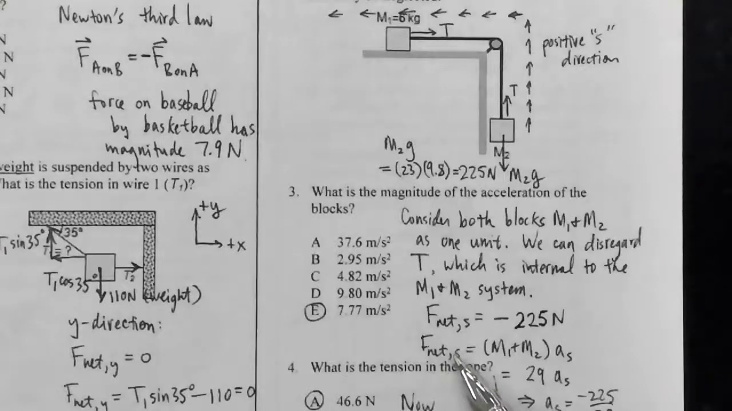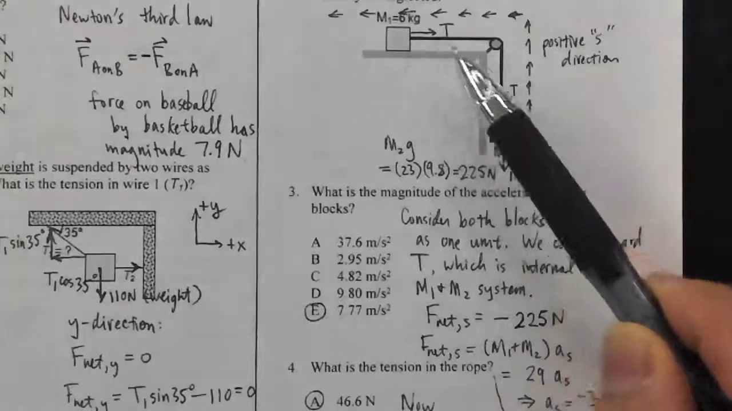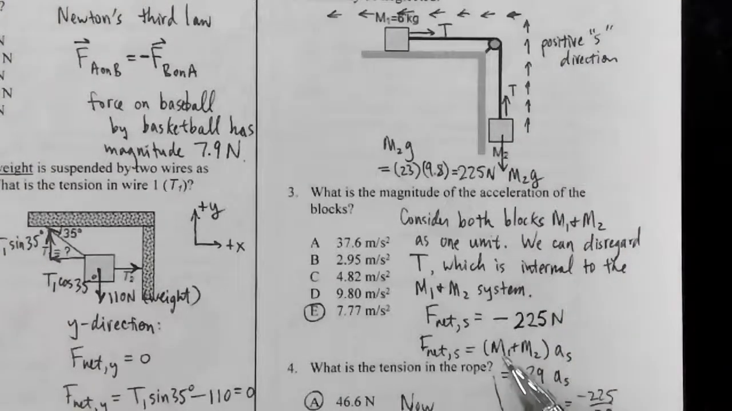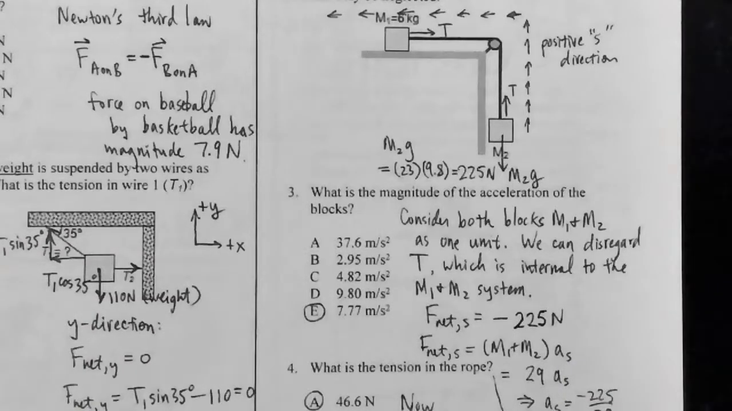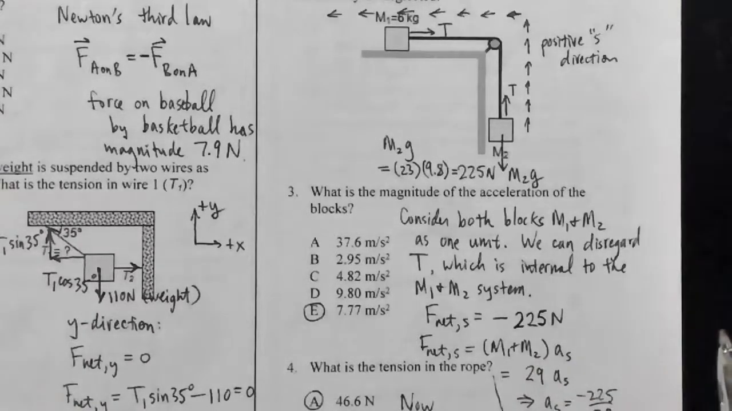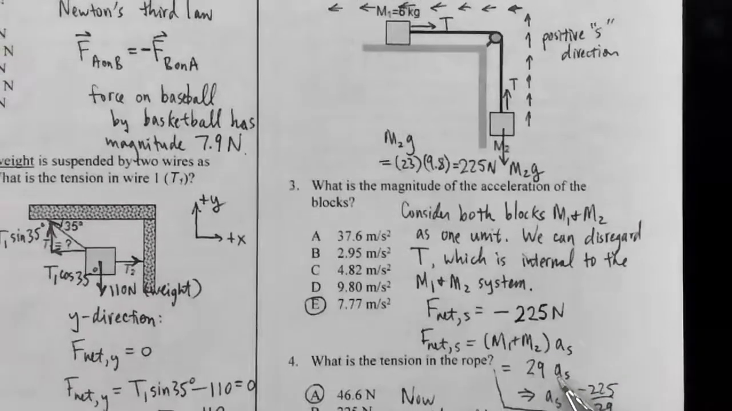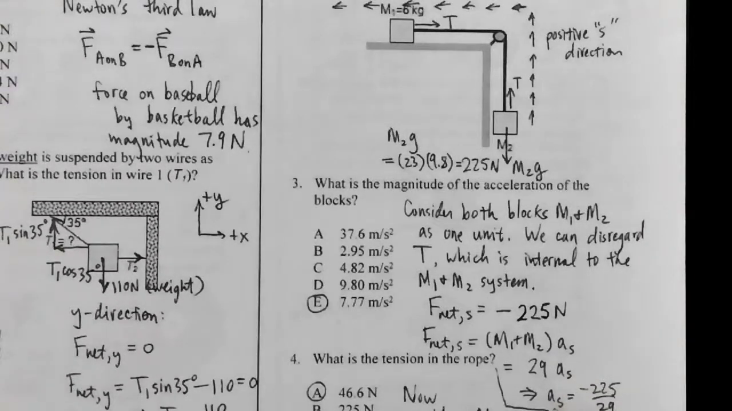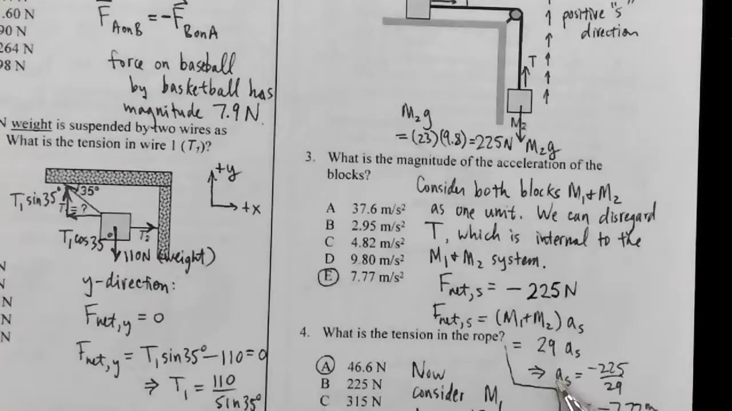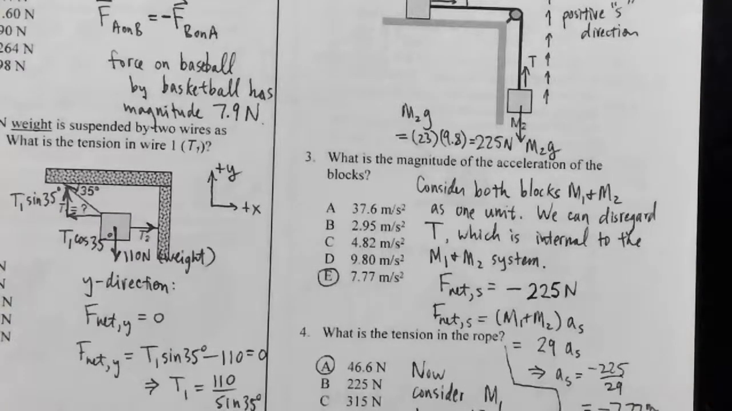Then we know that the net force in the S direction is the sum of the masses, because we're considering both blocks together, M1 plus M2 times the acceleration in the S direction. When I sum the masses together, 6 plus 23, that comes to 29 kilograms. So I have 29 times the acceleration AS. Now I can solve for AS. It's the net force, minus 225, divided by 29. It comes out to negative 7.77 meters per second squared. Any questions about that?